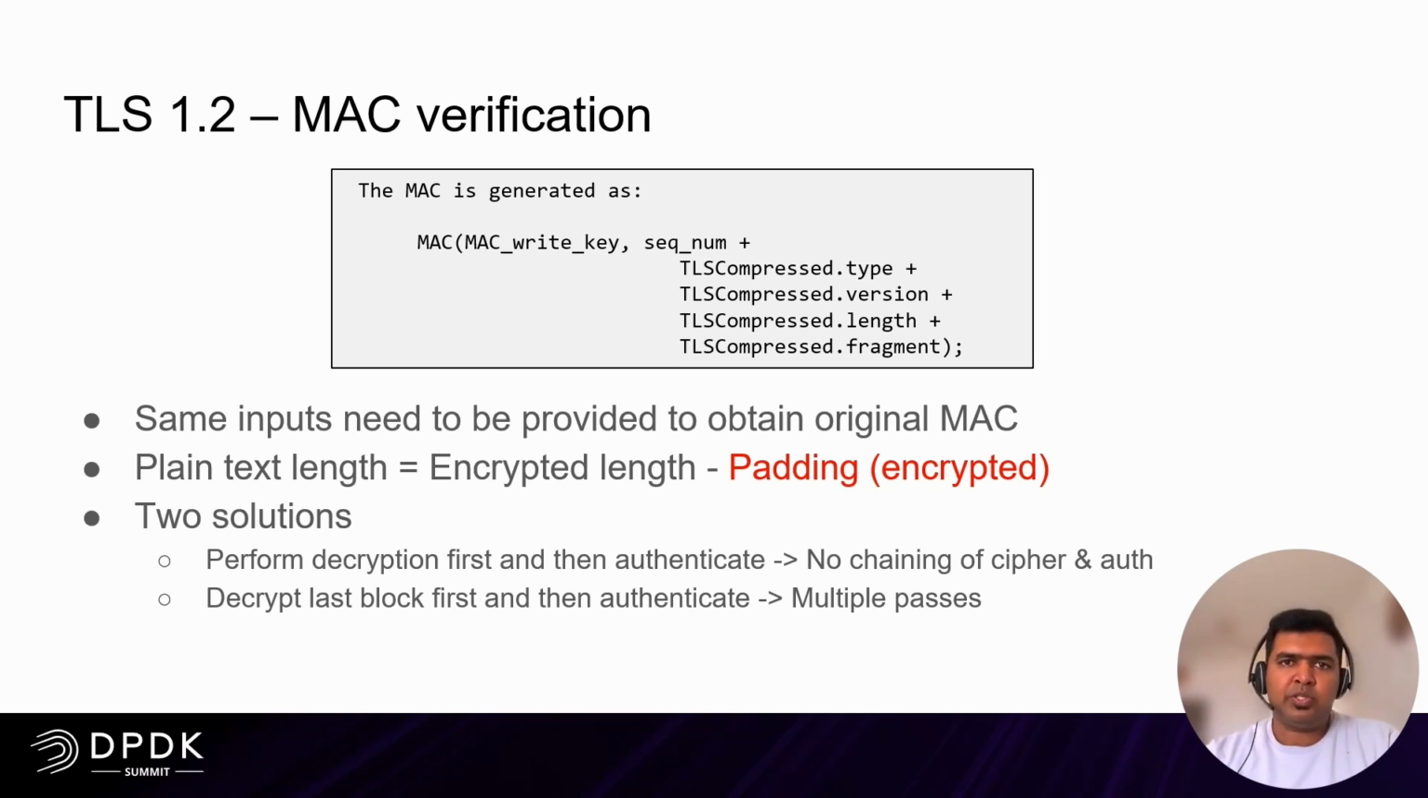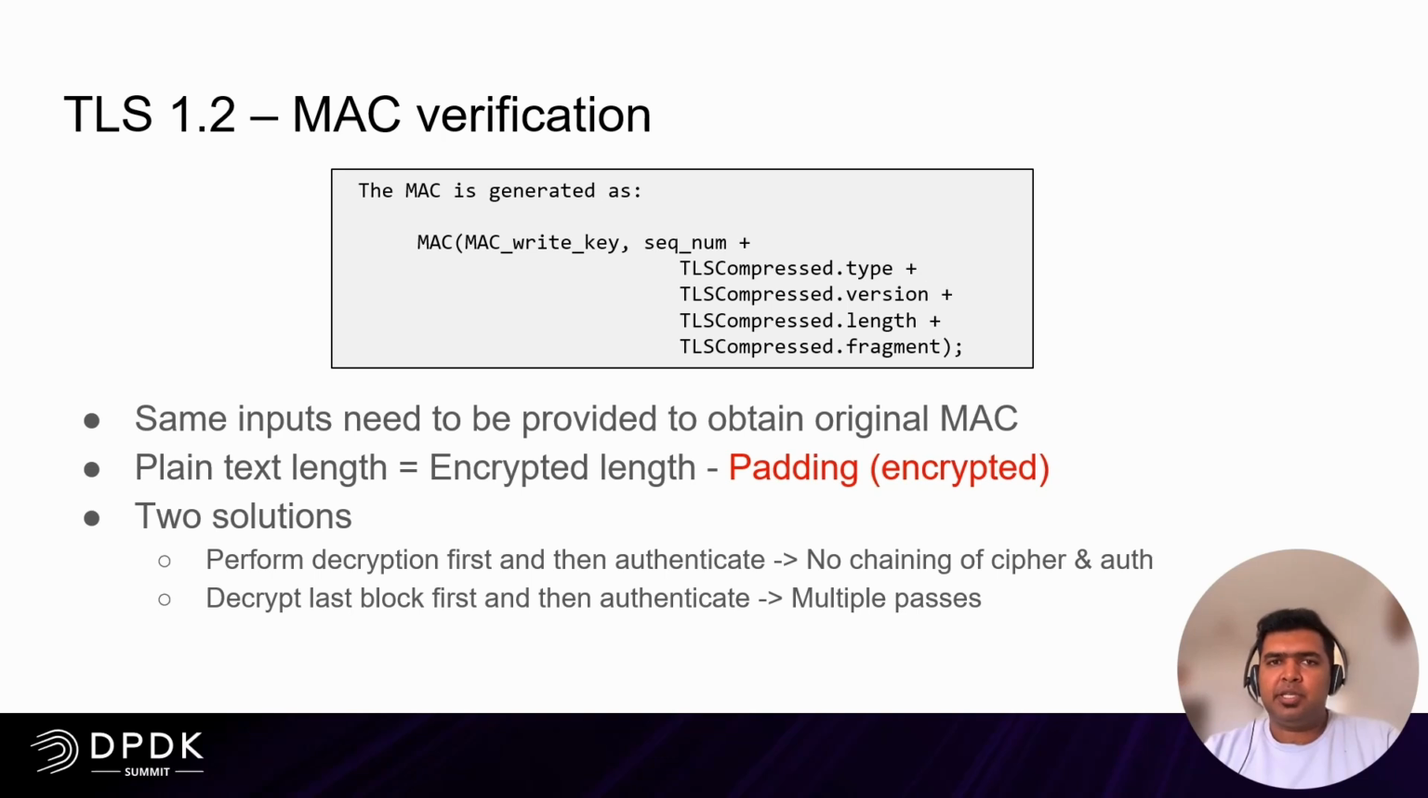There are two solutions. One is to perform decryption first and then perform authentication. It works, but the problem is there won't be any chaining. So we have to do the ciphering operation first and then go for the auth operation, which means there will be more DMAs when using an external accelerator.